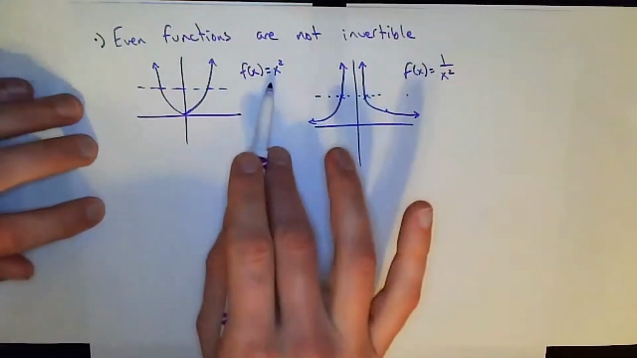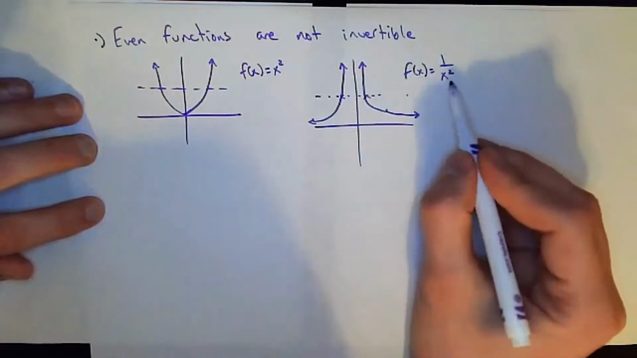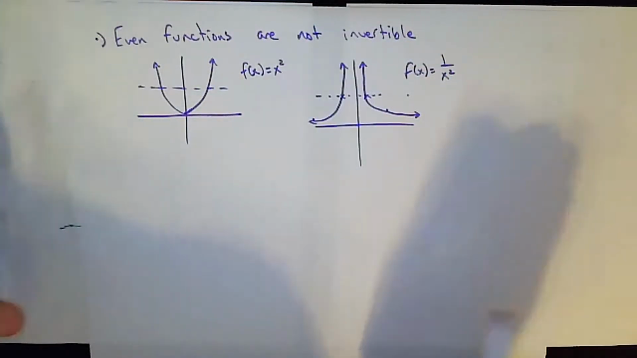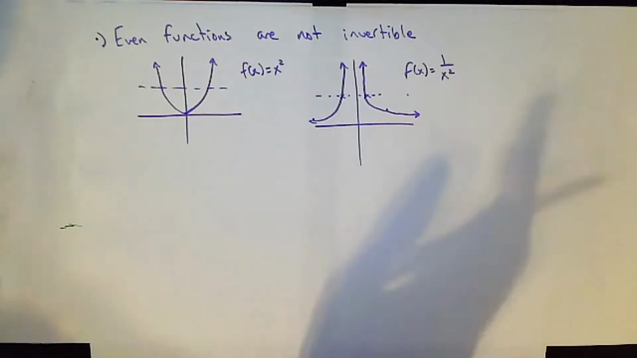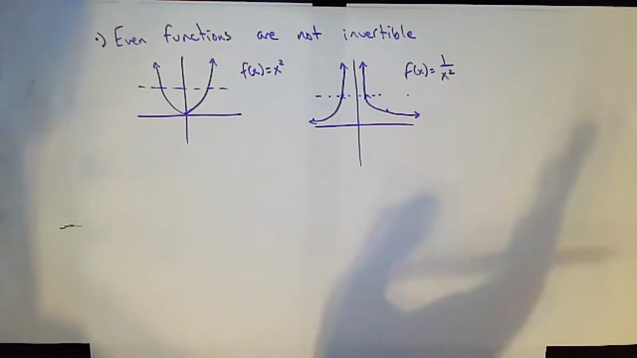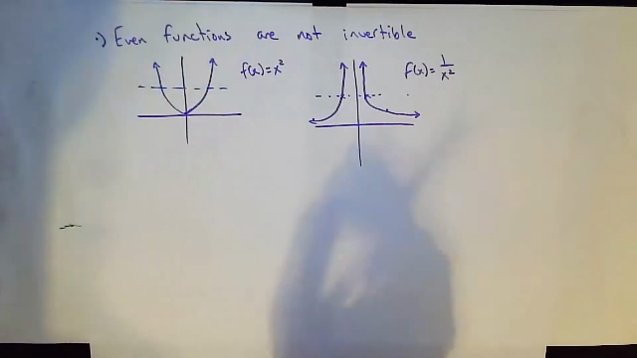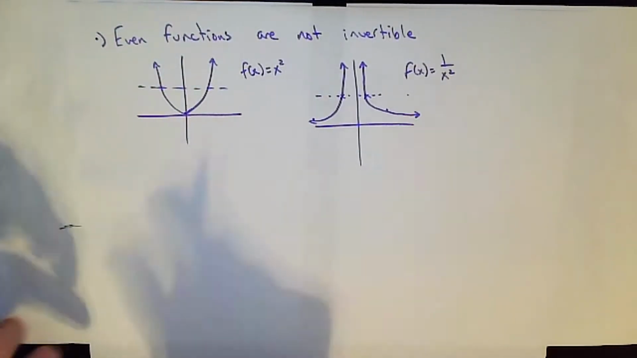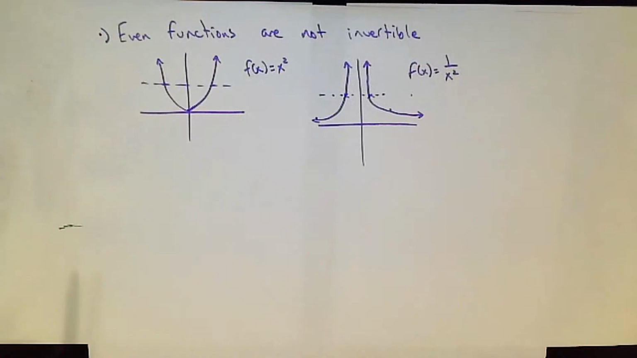So when you see a power function or a reciprocal function that has an even exponent, they're not going to be invertible. Now the odd ones, like x cubed and 1 over x cubed or 1 over x, and linear functions, those are going to be invertible. Okay, so that's just a little fact there that we should note.